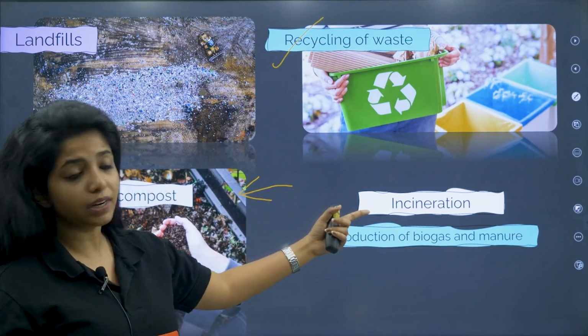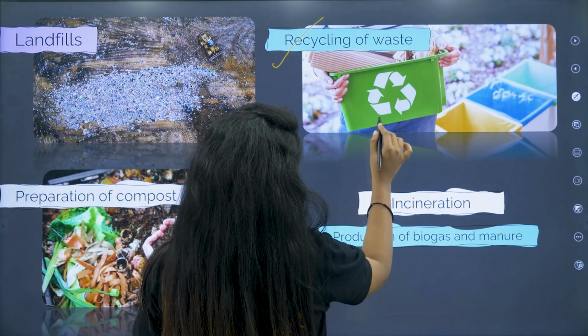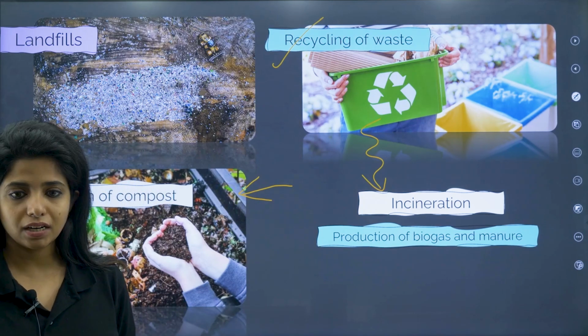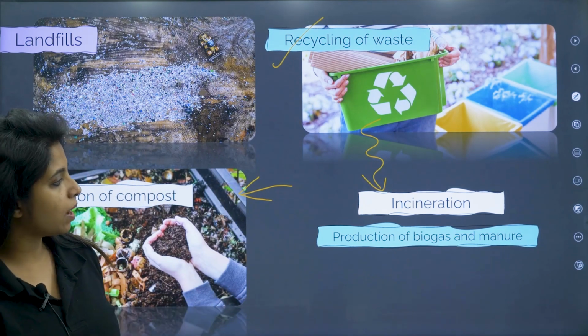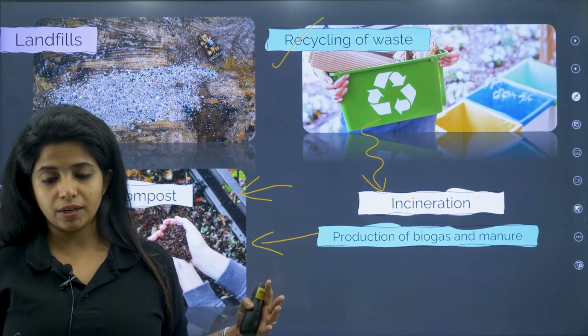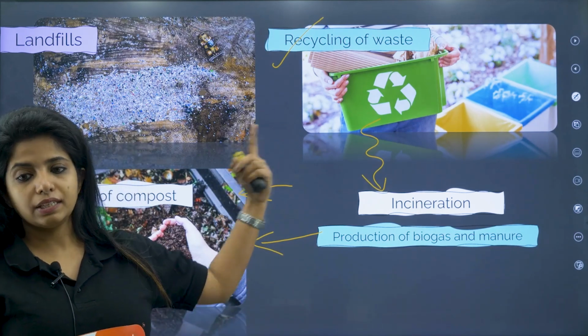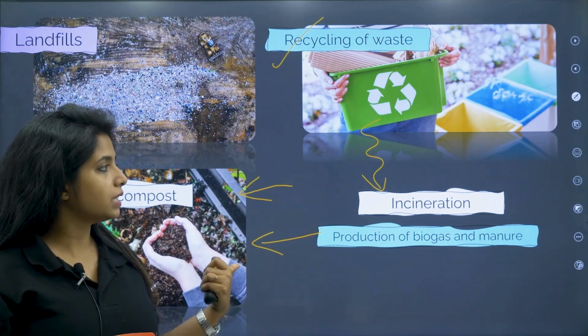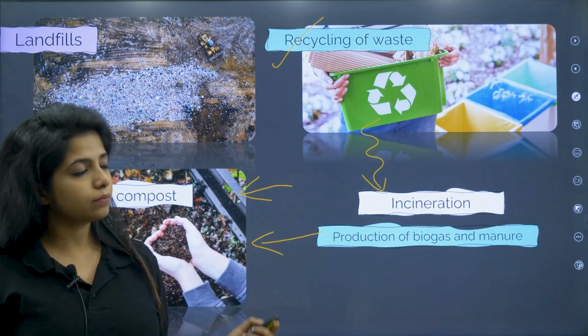Now, the next way to treat it is incineration. The non-biodegradable waste can be treated by heating it. That is known as incineration. Production of biogas and manure is done with the help of compost also. So, this is how you can treat the waste. Landfill is there, recycling is there, making of compost which can help in the production of biogas and manure is there. Incineration is also an option.